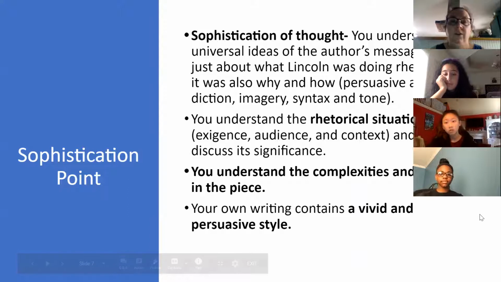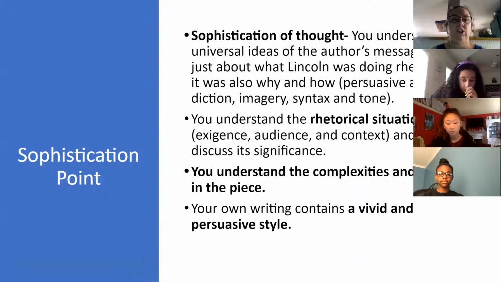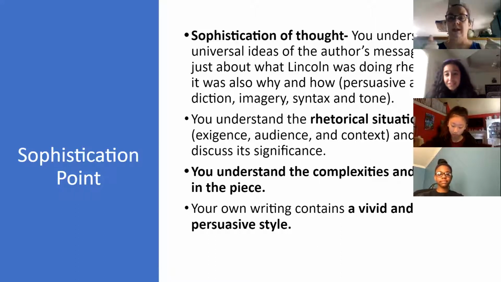Sophistication means, number one, you clearly understand what the author is trying to do. You understand the message, you understand the purpose, you understand the author's intent. So the other thing is the rhetorical situation. You understand the exigence, that's that compelling reason the author had to write or speak this piece at this moment in time. You understand the audience. To whom is this author speaking or writing? And you understand the context, the historical context, the political context, the social context. You clearly understand where to place this piece of writing and what is the significance of it.